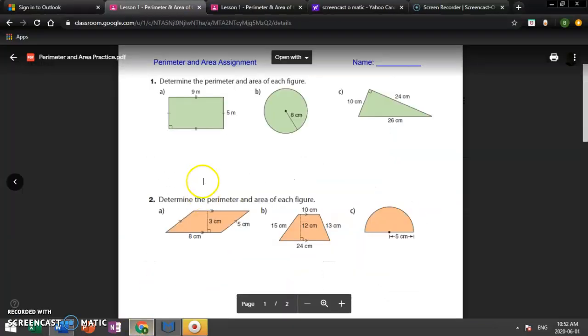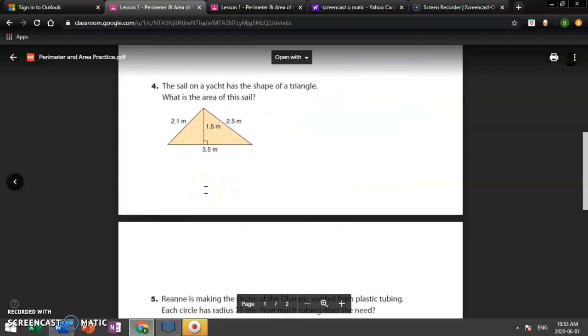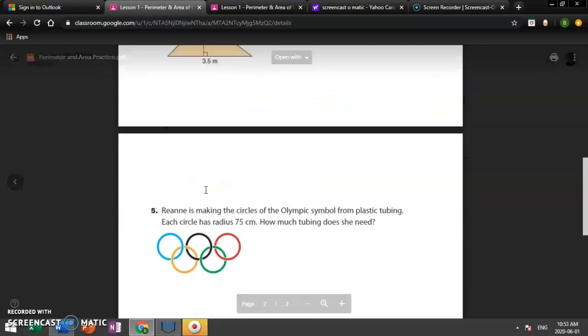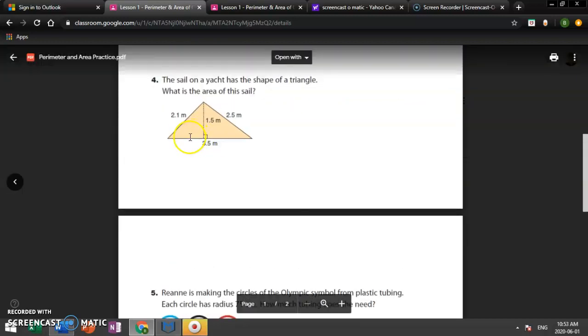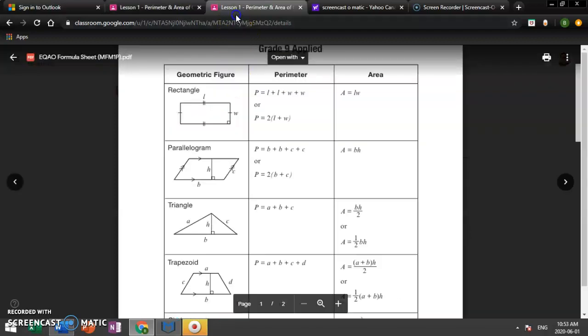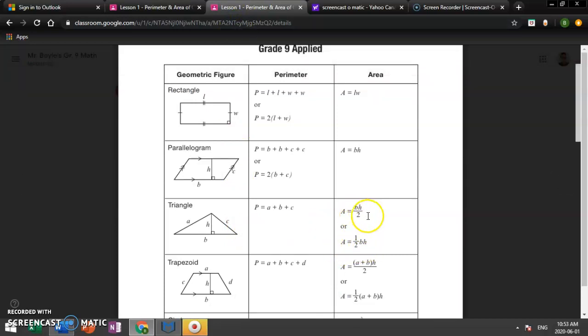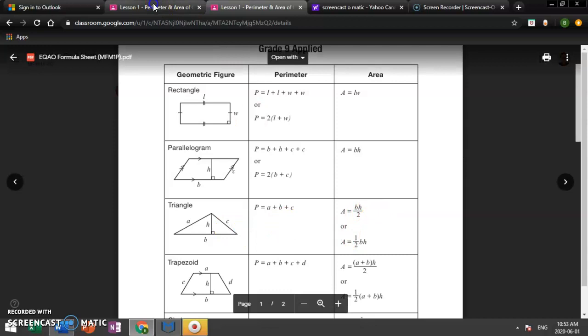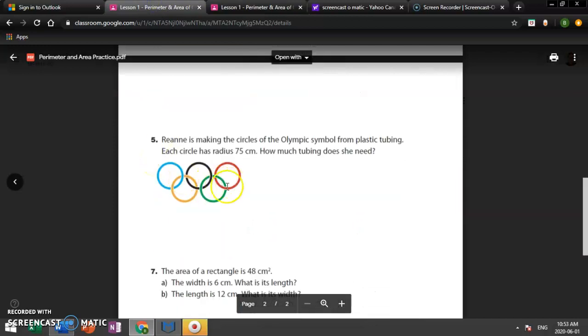So let's do, just skip the sail. That was pretty easy, right? Just area of a triangle, so it's base 3.5 times height 1.5, then divide that answer by 2. That's what you got to do to find the area of that. How do I know that? Right here. 1/2 base times height, right? Or base times height divided by 2. Let's look at the equation sheets. Let's do this one. It's a little tricky.